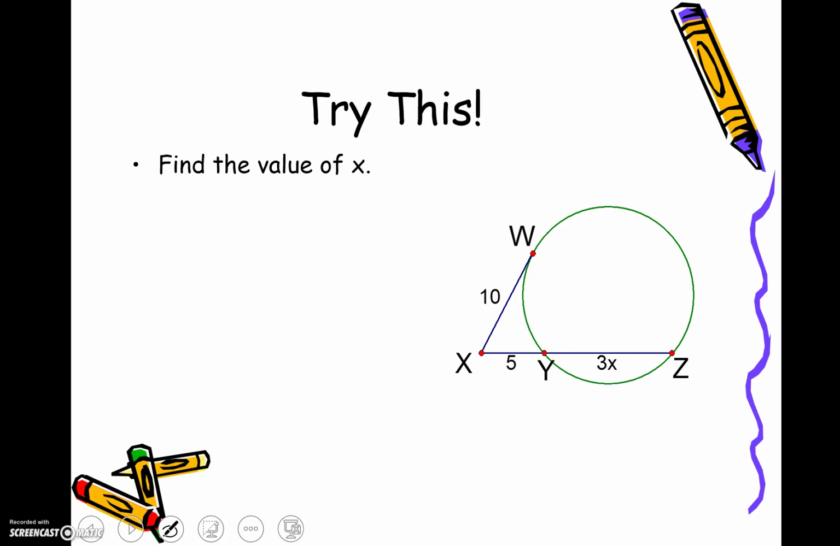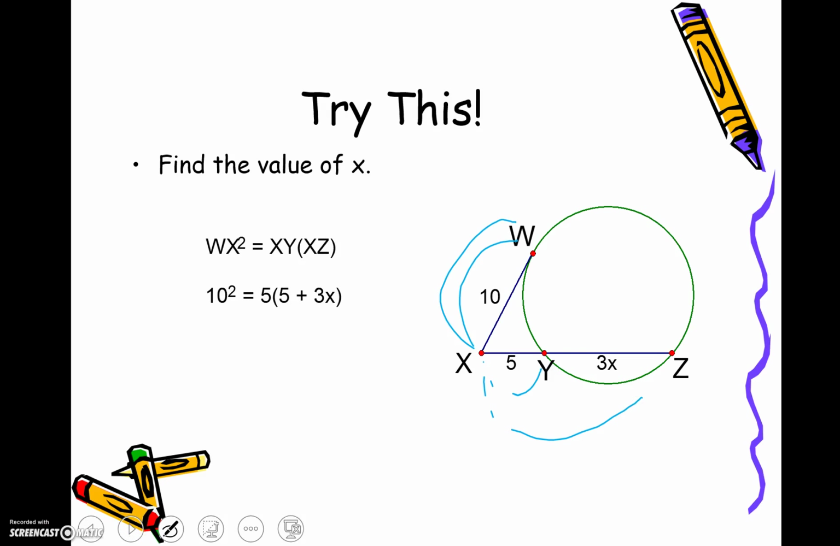And then finally, for our last one, again, we have ourselves a tangent, so part and whole is going to be the exact same thing, so it's going to be 10 squared, and then we have part to whole. The whole here is 5 plus 3x. And so when we set that up, distribute, subtract, and divide, we get x is equal to 5.